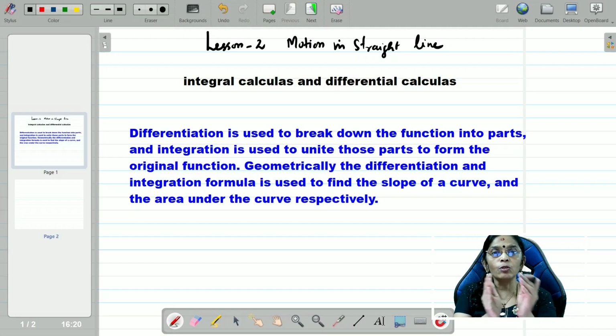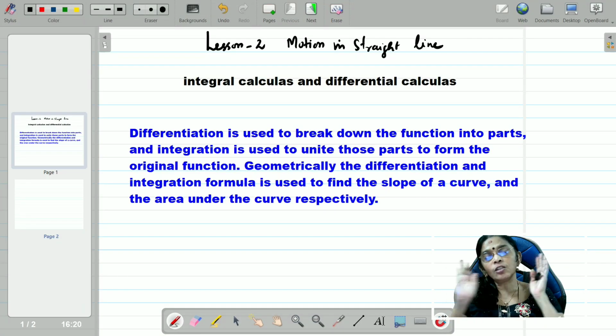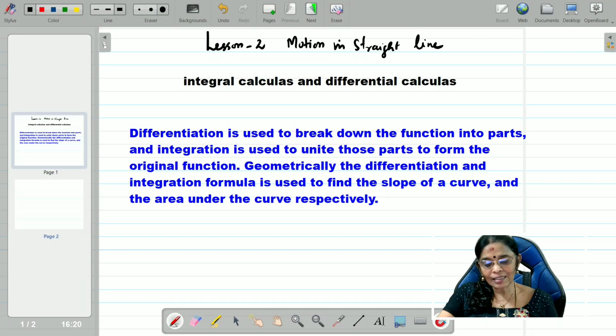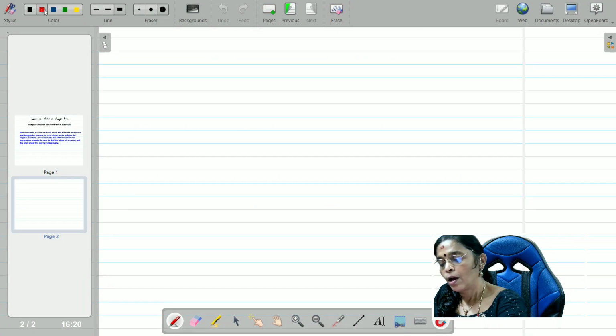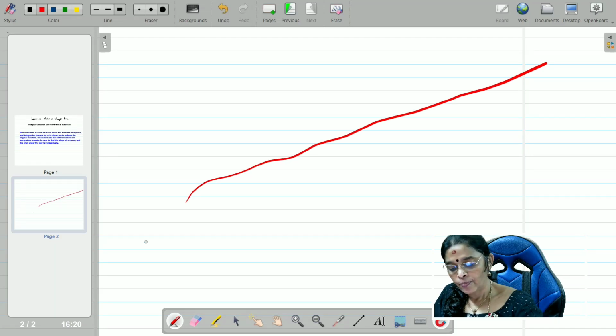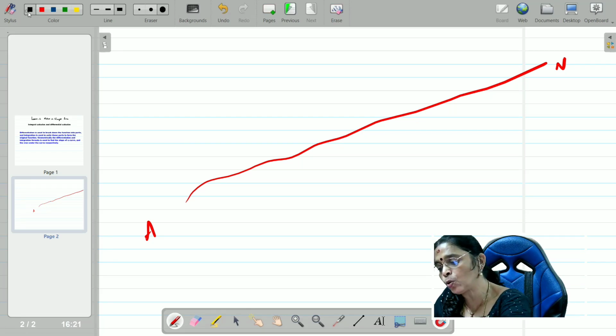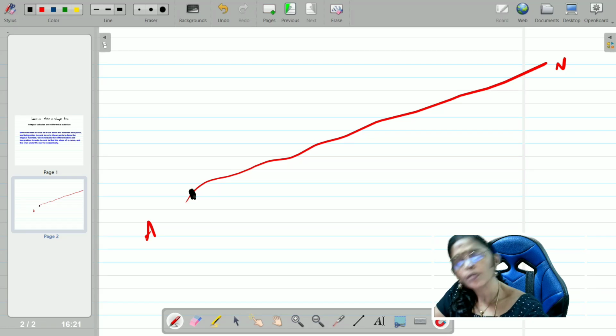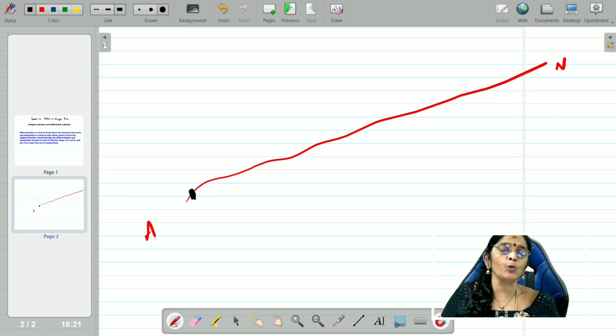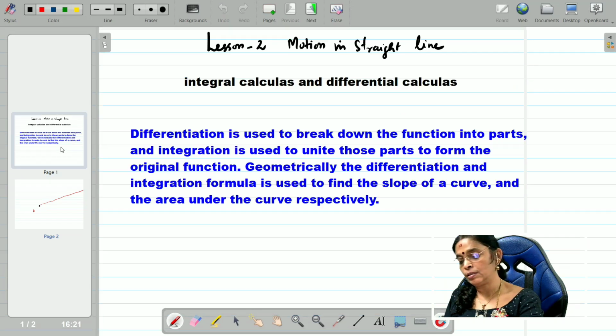Differentiation is used to break down the function into parts. Knowing the largest value and finding the smallest value, that is called differentiation. Just an example I'll take. I know the distance from A to N, a very large distance, more than 100 lakh kilometer. But I don't know the distance of the smallest, infinitely small portion length. In order to find that out, we use differential calculus.